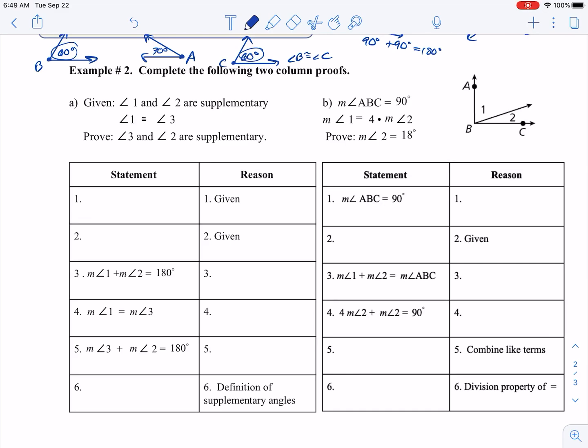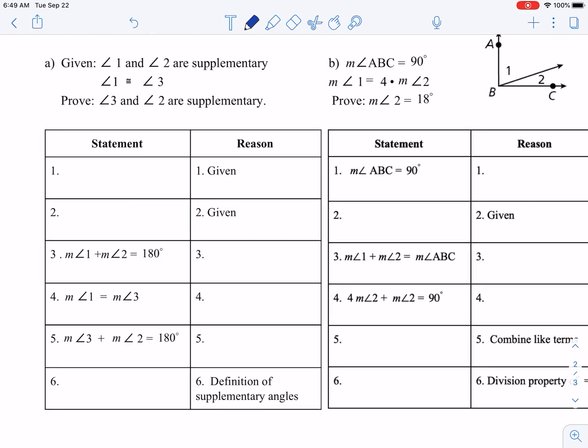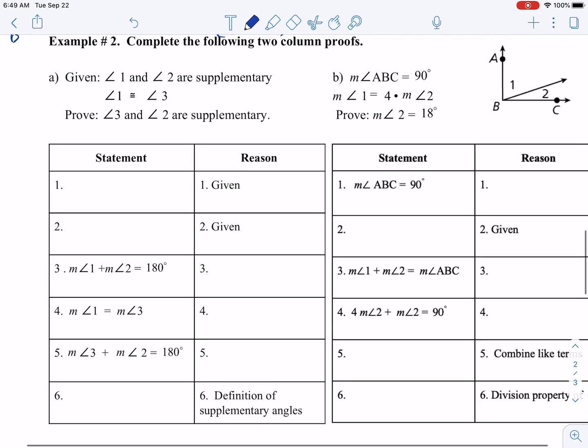Okay. So if you look at A, we're given angle 1 and angle 2 are supplementary, and we're trying to prove that angle 3 and angle 2 are supplementary. So let's fill in some information here. Maybe you want to draw this out, and it might be obvious, that's okay.